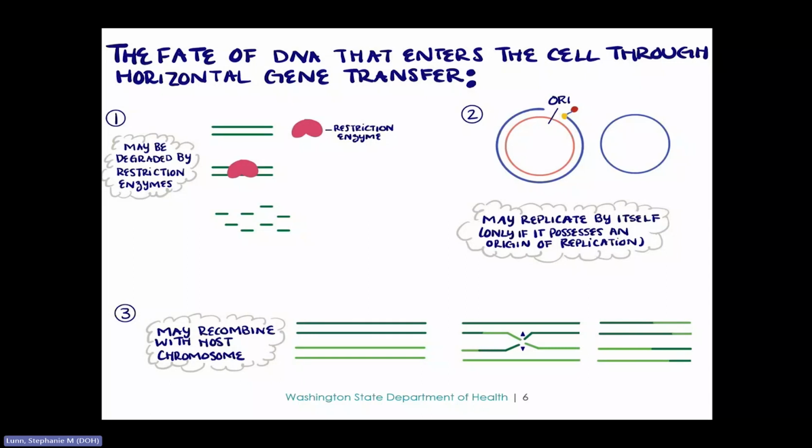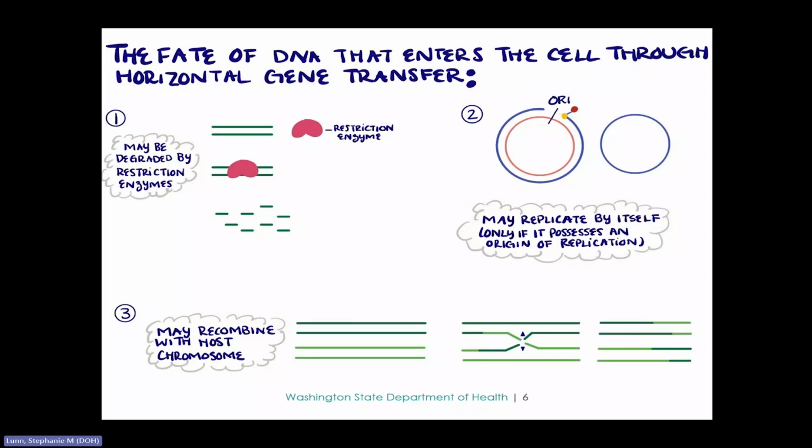The second fate of DNA that enters the cell through horizontal gene transfer is that it may replicate by itself. But this is only possible if the DNA possesses its own origin of replication, which is often represented as ORI for short. Plasmids and phage genomes are two examples of DNA that contain origins of replication and are able to replicate by themselves upon entering the host cell.